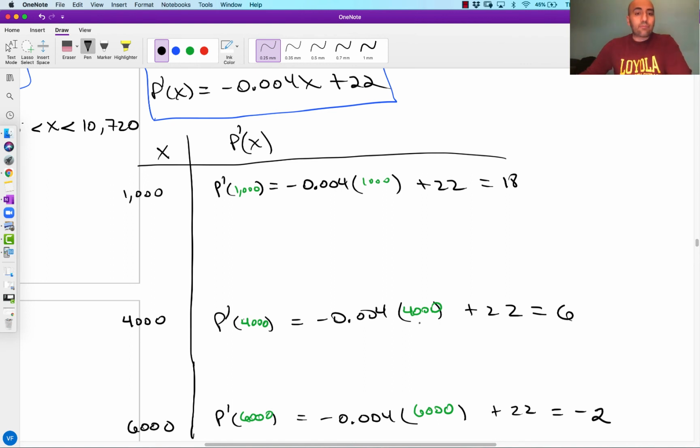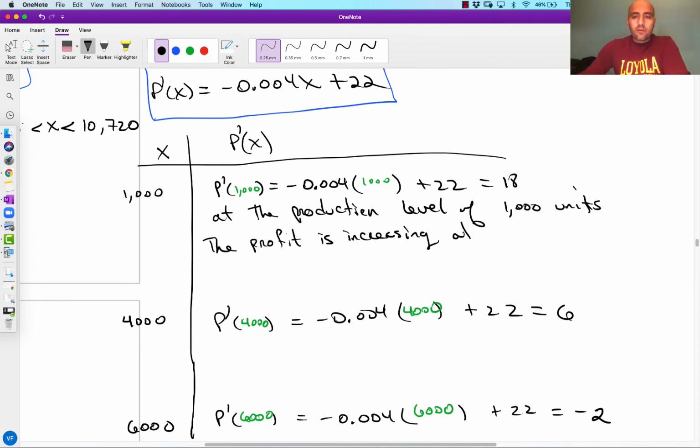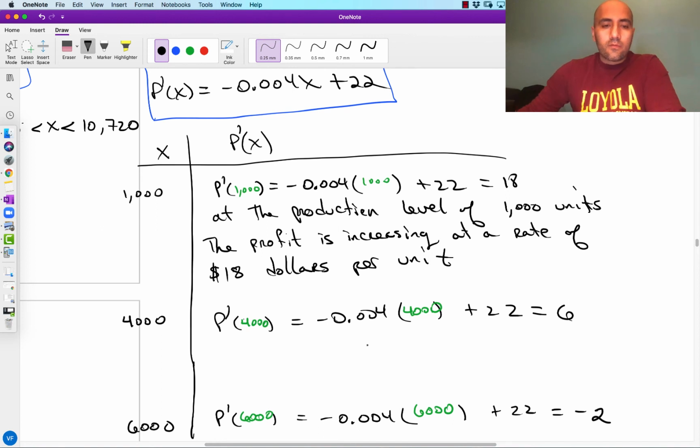So this is at production level of 1,000. Okay, at the production level of 1,000 units, at that point in the production process, the profit is increasing at a rate of $18 per unit. So as long as the rate of the profit is positive, it's paying off to make more, right? You're headed in the positive direction.